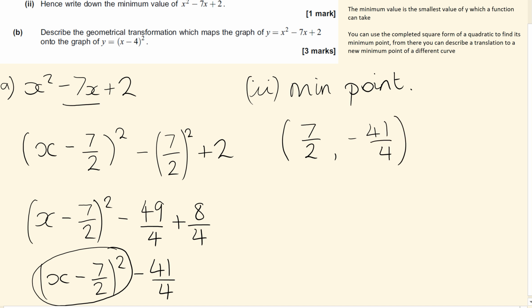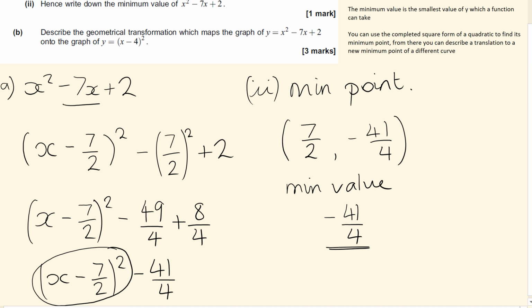Now it doesn't ask for the minimum point, and if you put the minimum point, you don't get the mark here. It wants the minimum value. The minimum value is the smallest y value that the function can take, so that is minus 41 quarters. So they are two different things, the minimum point and the minimum value.